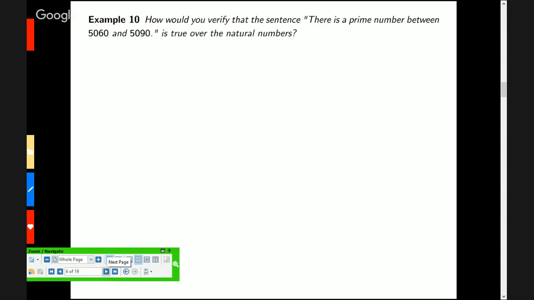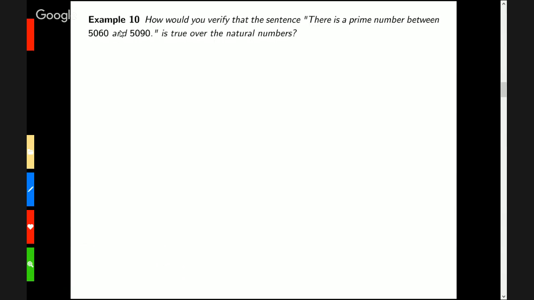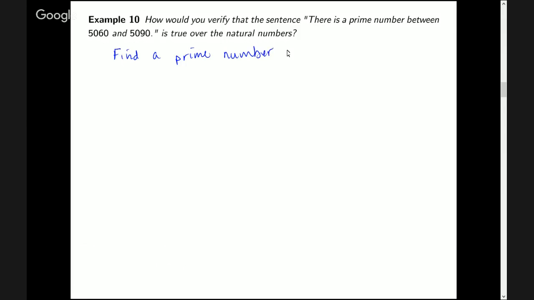How would you verify that this sentence, there is a prime number between 5060 and 5090, is true over the natural numbers? What would you have to do to verify that that is true? Test it out, meaning find one that works. Find a prime number in the given range.